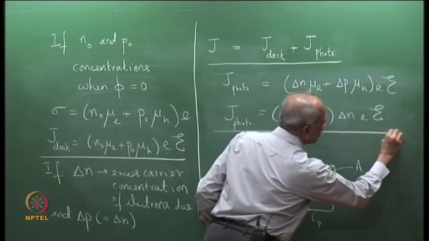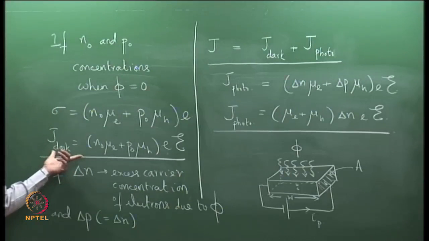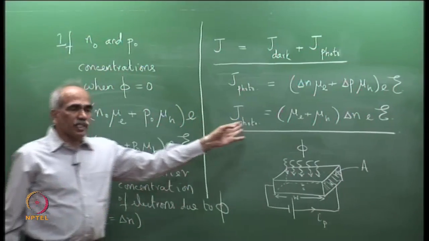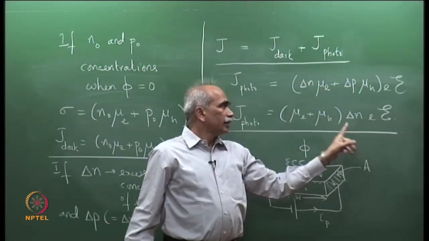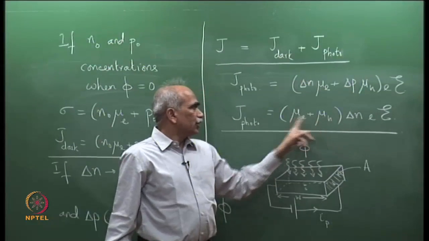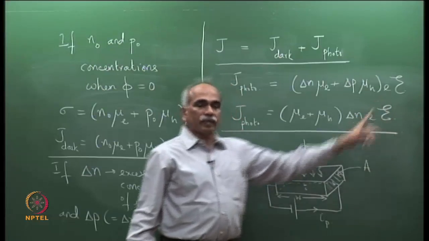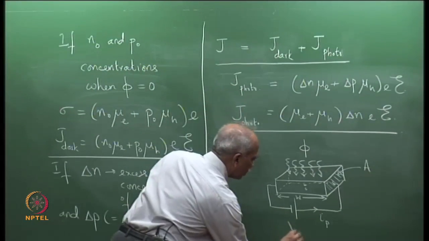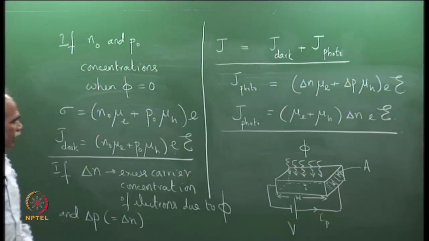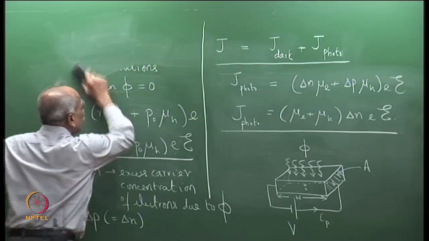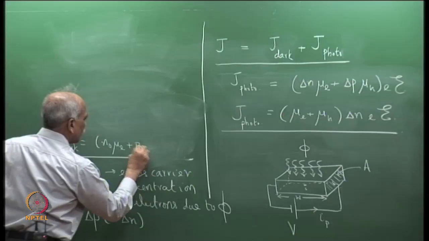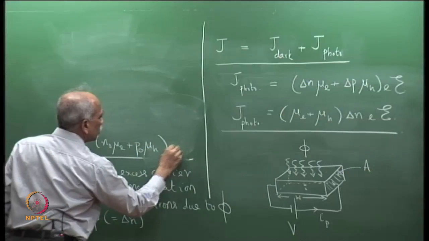So, this is J dark, the current density when there is no photon flux. When there is an incident photon flux, this is the current density. Delta n is the excess carrier concentration, e is the charge, mu e and mu h are the mobilities, and E is the electric field. The electric field is, if you apply a voltage V here and W is the width, then V by W is the electric field. All right? Okay. So, let us recall, let me write p0 mu h e.